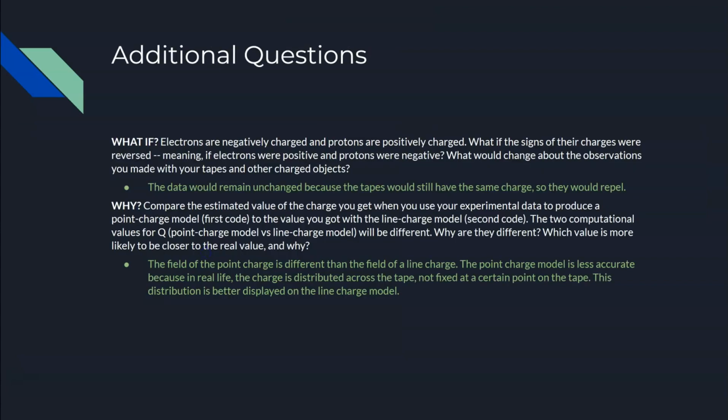So some additional questions. My answer for the first question would be that the data would remain unchanged because the tapes would still have the same charge, so they would repel. My answer for the second question would be that the field of the point charge is different than the field of the line charge. The point charge model is less accurate because in real life the charge is distributed across the tape, not fixed at a certain point on the tape. So this distribution would be better displayed on the line charge model as opposed to the point charge model.